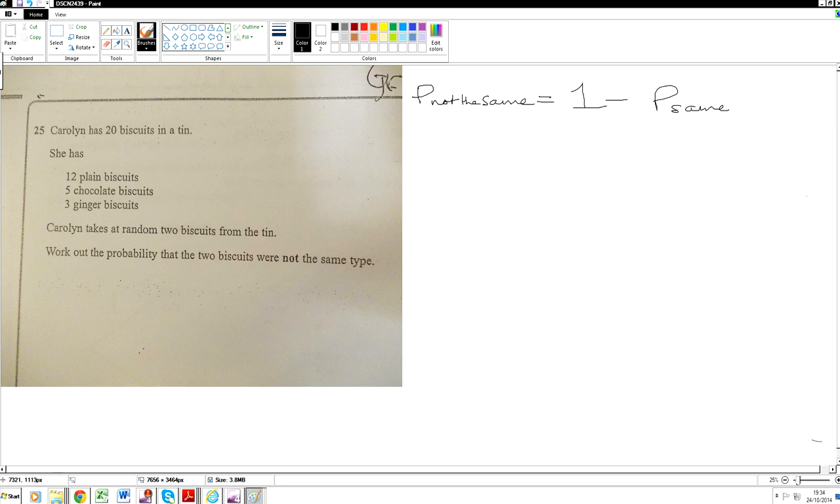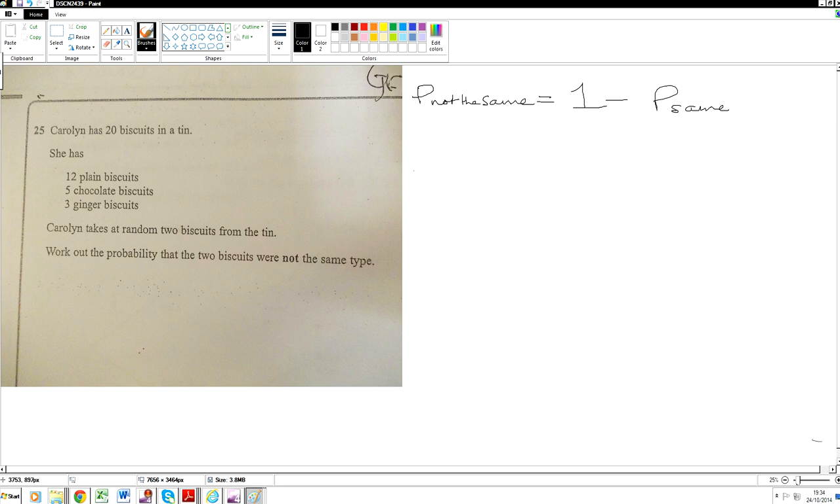So this is one way of doing it. It's a shortcut. Rather than working out what you've been told to work out, you work out the opposite thing and minus it from 1. That's a quick way of doing it. Okay, now, what is the probability of them all being the same? So let's have a look at that possibility.